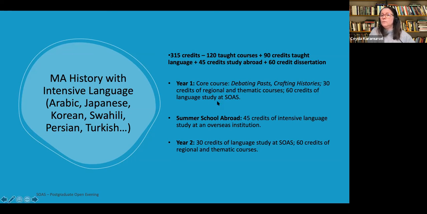The first year, similar to the MA History Program, you'd have Debating the Past, Crafting Histories for 30 credits, regional and thematic courses. And then you'd have another 60 credits of intensive language study at SOAS. The languages on offer have had to be limited in the past 2 years due to COVID-related restrictions. We had Arabic, Japanese, Korean, Swahili, if I'm not mistaken, Persian, and Turkish. And there may be an expansion of the languages that are offered in the coming year.